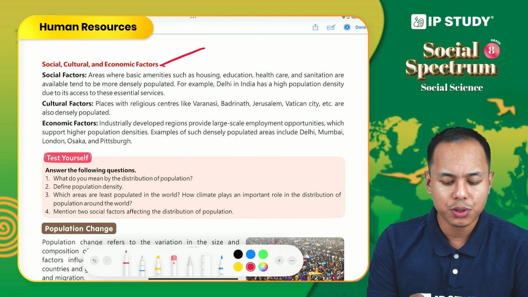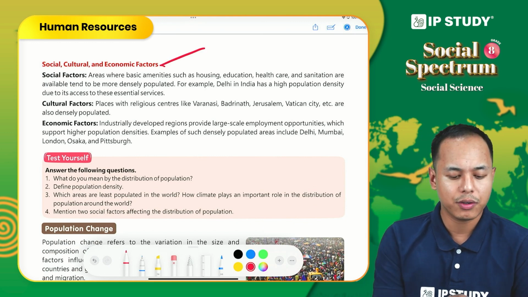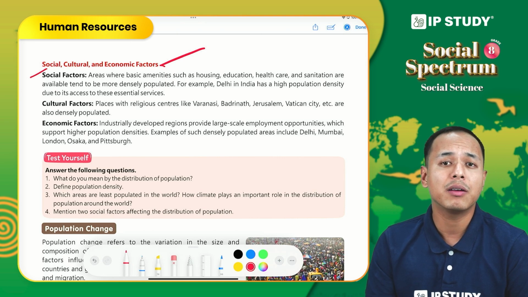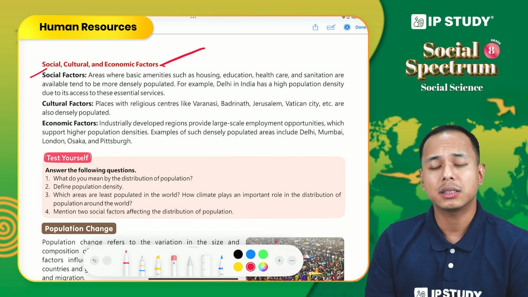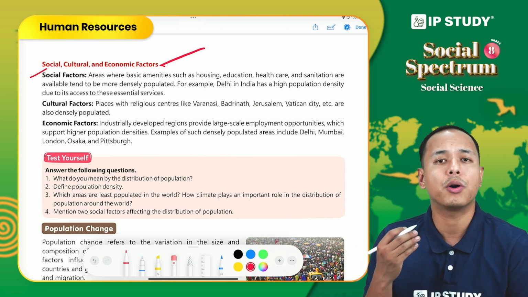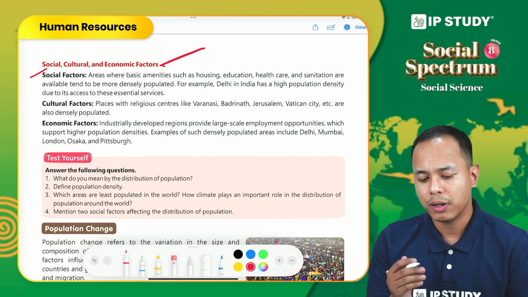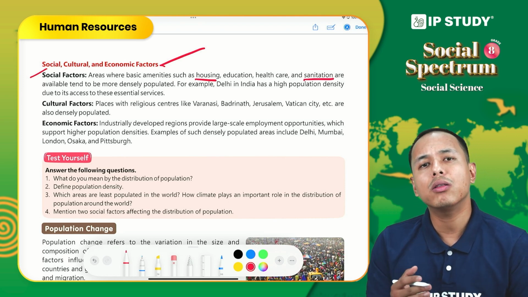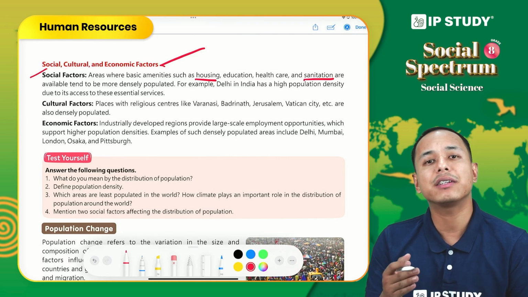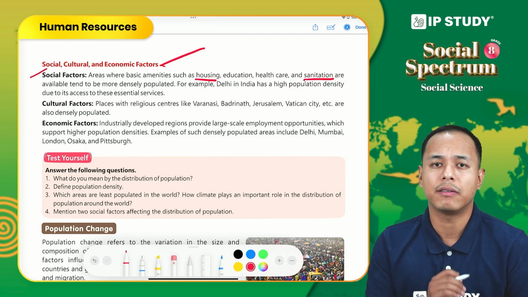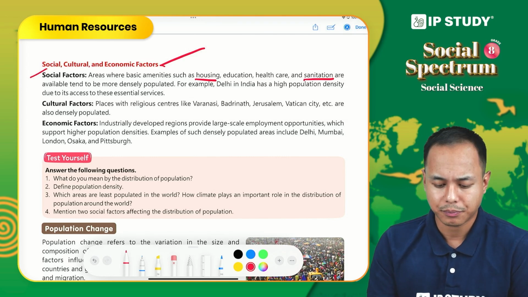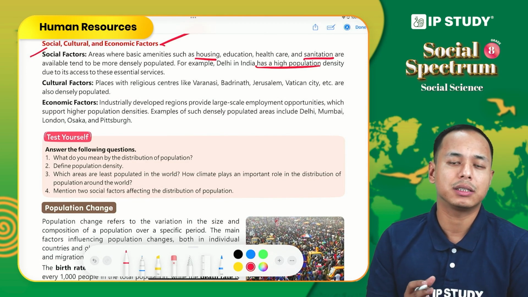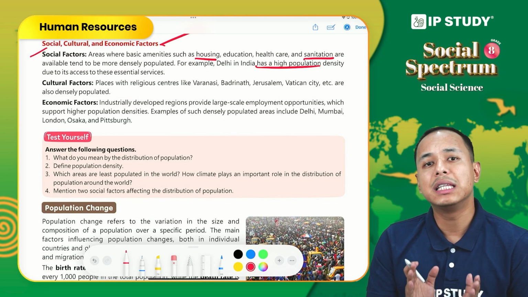Now come to the social, economic and cultural factors. When we talk about the social factor, in areas where basic amenities or facilities are available, people tend to live. When we talk about the basic facilities, we talk about healthcare, education, housing, sanitation. So, where all these basic facilities are available, people tend to live there. For example, Delhi has high population density because of these facilities.